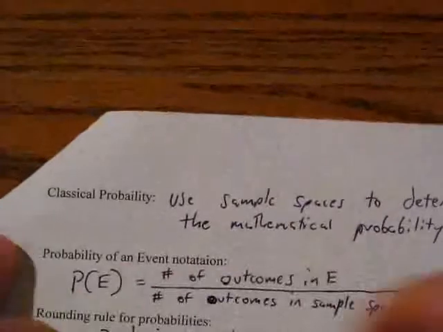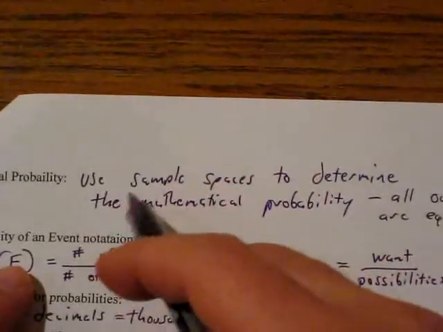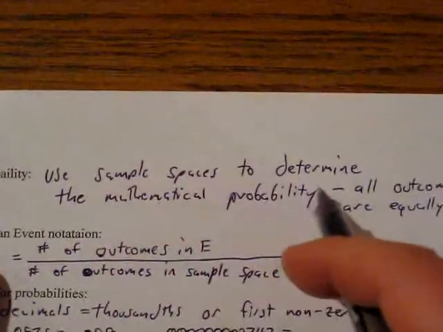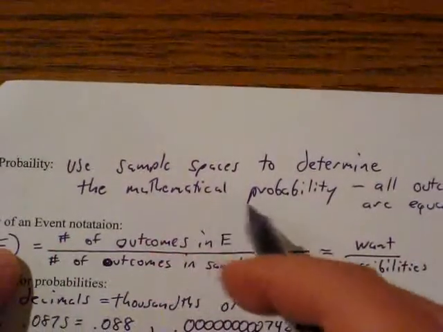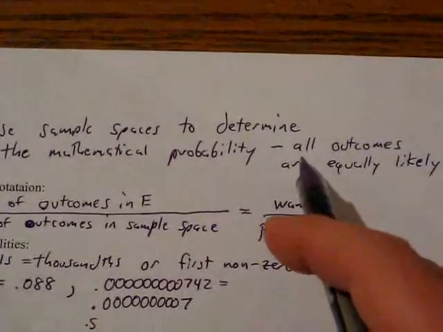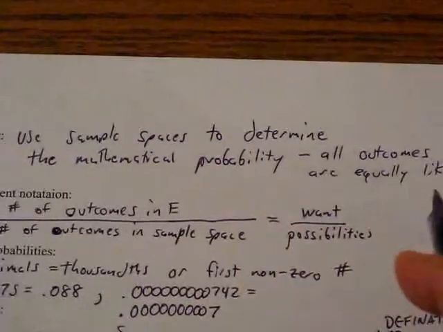Okay, on the second page. Got a couple of vocabulary terms here. I just want to kind of burn through it. First of all, we're going to talk about classical probability. What we're going to do is we're going to use sample spaces to determine the mathematical probability, and all outcomes are equally likely.